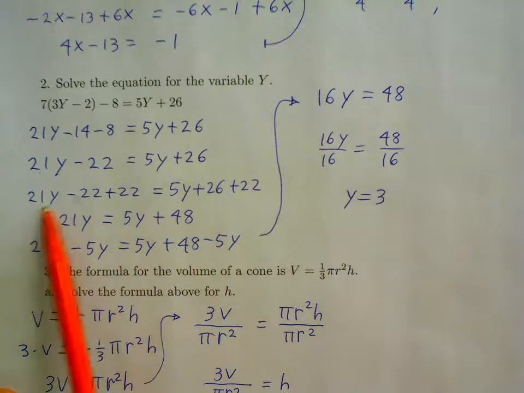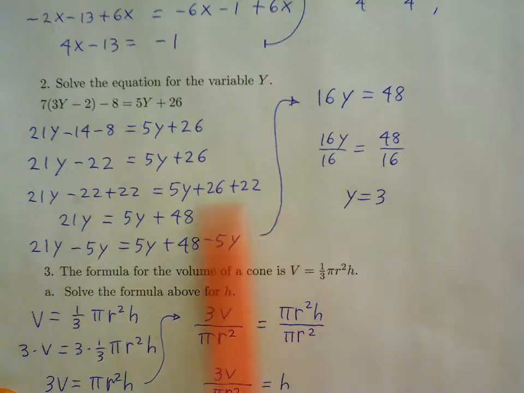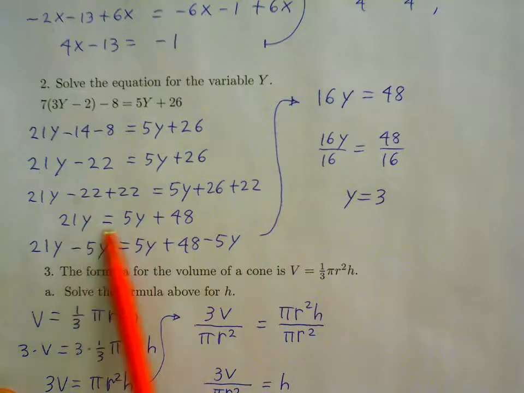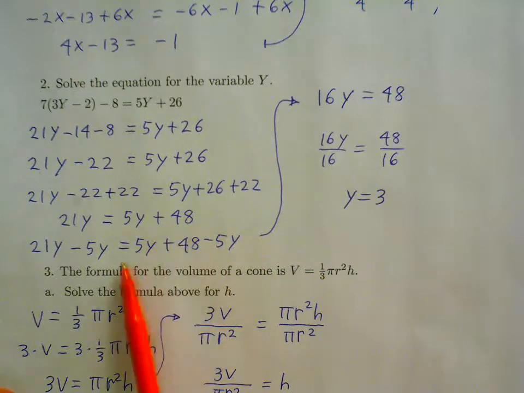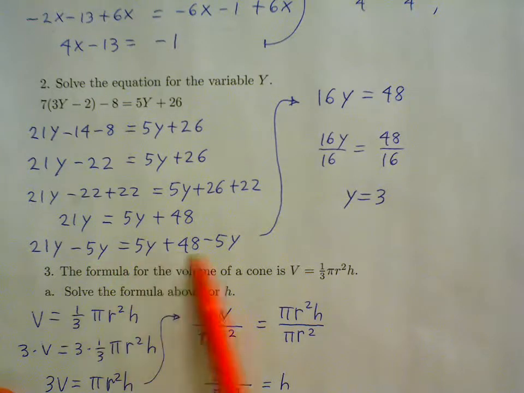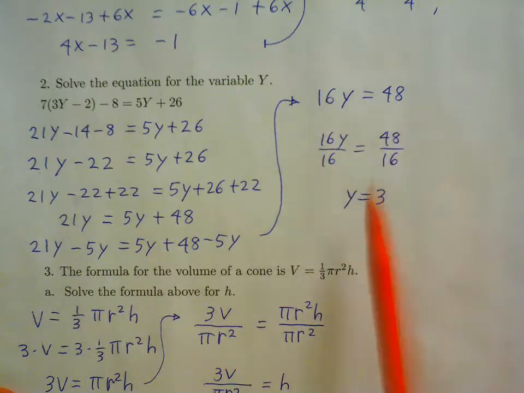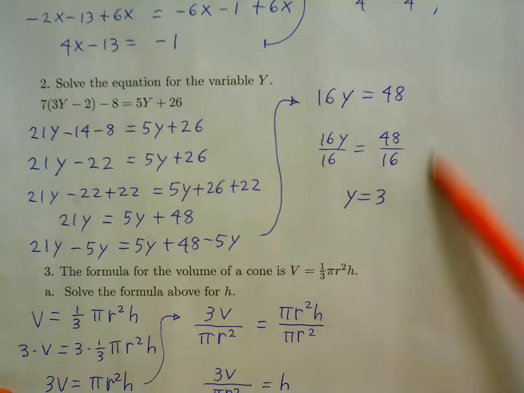Okay, in the next step, I added 22 to both sides. So we get 21y equals 5y plus 48. And then in the next step, subtract 5y from both sides. And we get 16y equals 48. Divide both sides by 16, we get y equals 3.